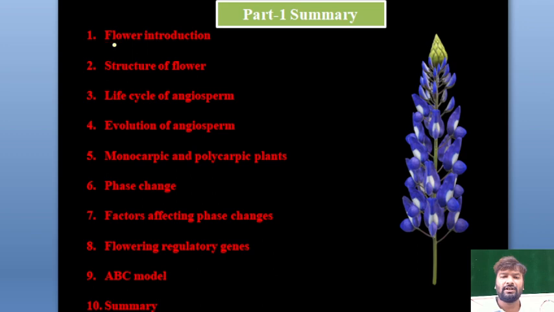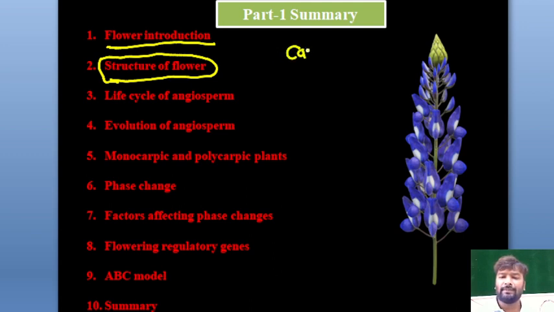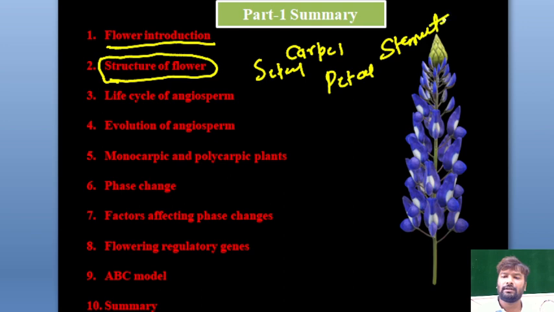of points regarding the physiology of flowering, such as the introduction of flower, and then we have discussed the structure of flowers, and in this we have discussed the carpel, sepal, petal, stamen, also megagametophyte, and microgametophyte. We have discussed the details in the structure of flower.